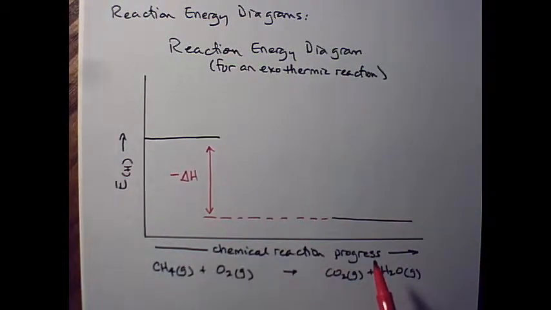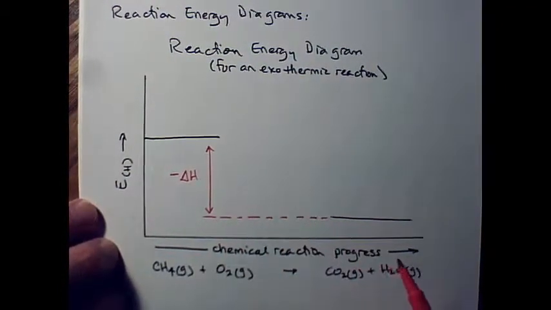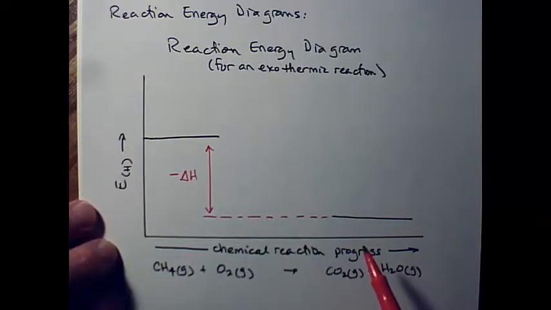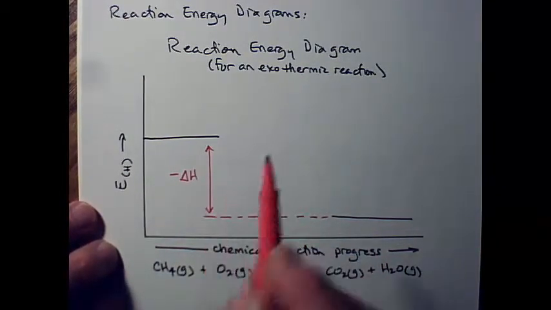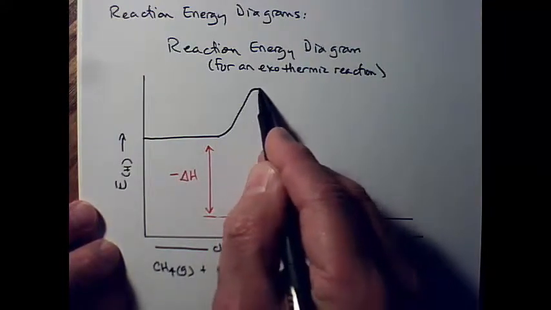Okay? Now it'd be really nice if that was a slide and we had a straight line going from there to there, but that's not what happens. What actually happens is you have to do something to make this happen. You have to have an activation energy hill.